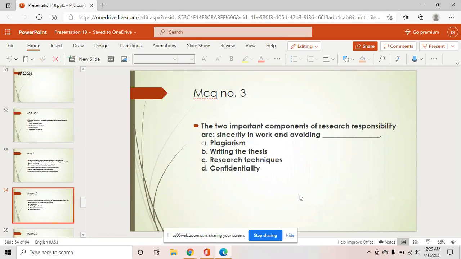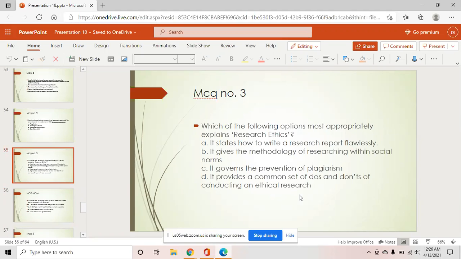The two important components of the research responsibility are sincerity in work and avoiding plagiarism. Writing the thesis, plagiarism. Yes, plagiarism is the right answer. Which of the following options most appropriately explains research ethics? It states how to write a research report flawlessly. It gives the methodology of research within social norms. It governs the prevention of plagiarism. It provides a common set of do's and don'ts of conducting ethical research. D is the right answer.